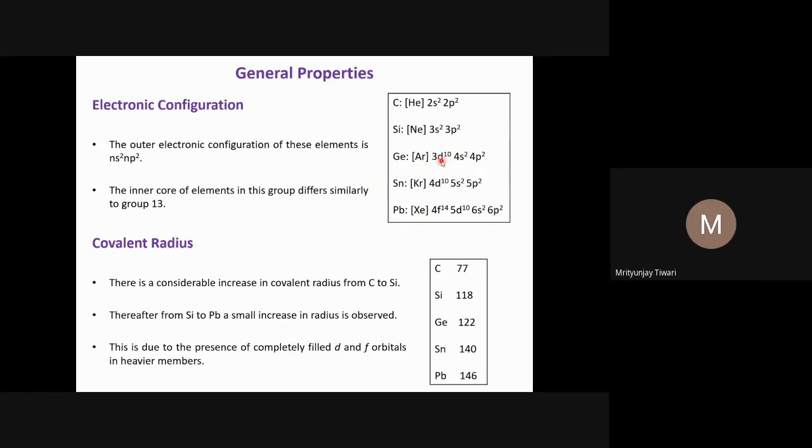What we know is that if electrons go into d and f orbitals, the screening effect of those electrons is very small. But one proton also goes into the nucleus, and the screening effect of the added electrons in d and f orbitals is very small. Because of this, we see an increase in the effective nuclear charge, and so we don't see a much larger increase in the atomic radius in these elements. So 118 for silicon, then germanium 122, only a 4 picometer increase, then 122 to 140, and then 142, 146 from tin to lead.